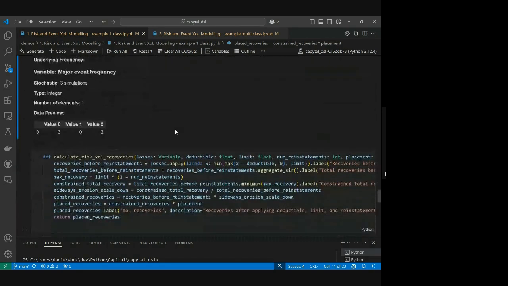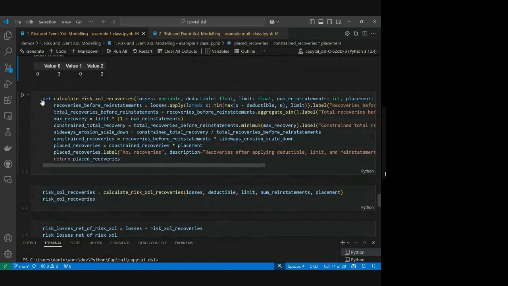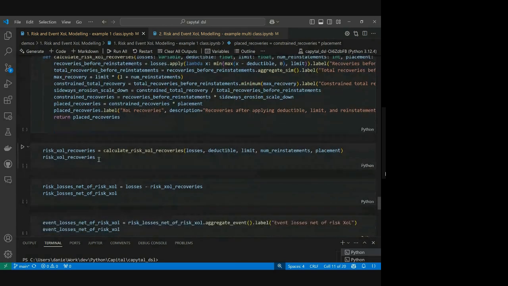And we could make this a bit easier by collapsing it into a function. So we're going to create a function here to calculate risk XoL recoveries. We're just going to pass in the deductible, the limit, the number of reinstatements, and the placement as parameters. And then we're just going to follow these steps and return the final placed recoveries. And we can see that's going to give us the same answer.